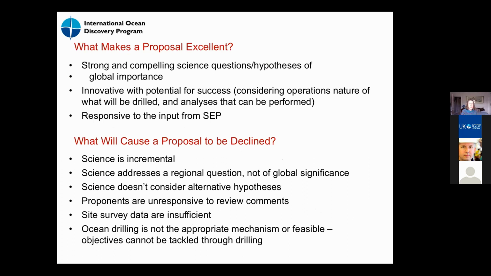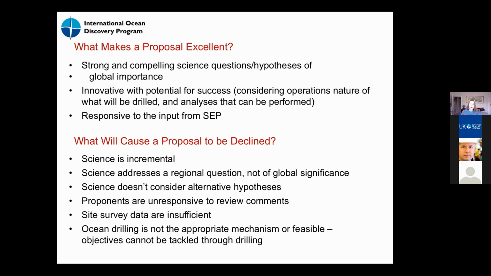So what makes a proposal excellent? Strong and compelling science questions, hypotheses. I should really emphasize hypotheses. We really like to see how drilling will allow you to test your hypotheses. That's a really key part of the proposal. So I should delete questions and put hypotheses there. But strong science hypotheses of global importance. Innovative with great potential for success. So that's considering both the science and the operations, and responsive to our feedback, because that helps to improve the proposal, not just because we only like it if people respond to our feedback.